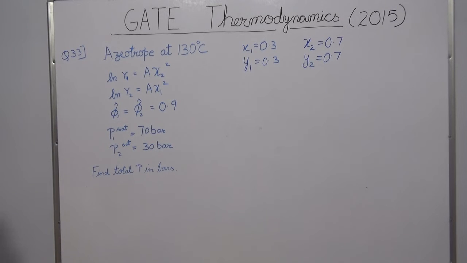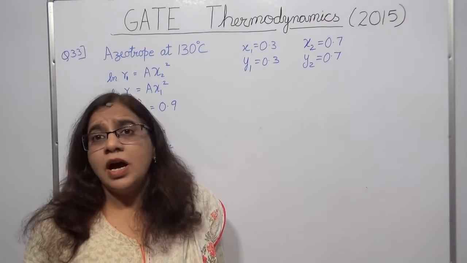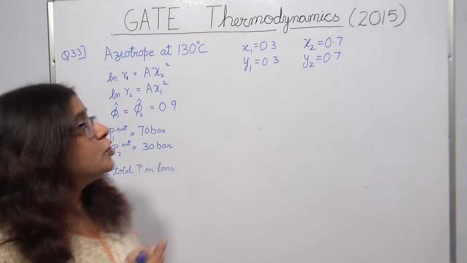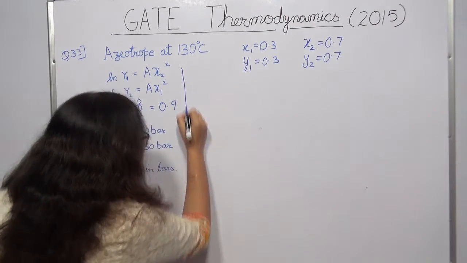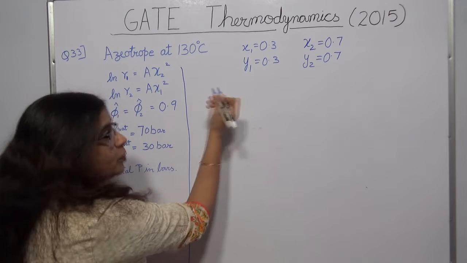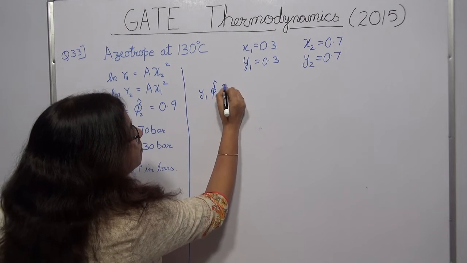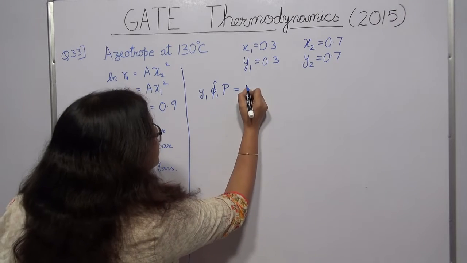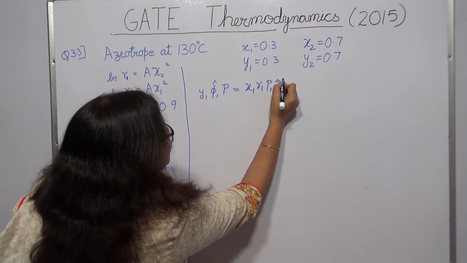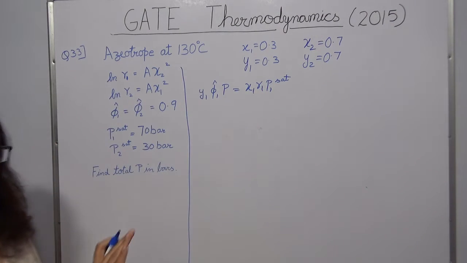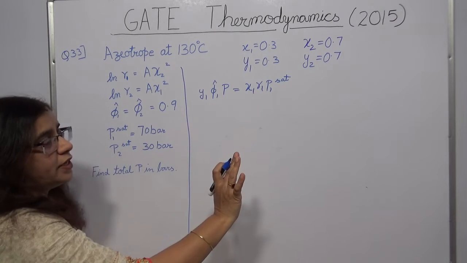Okay, now you have solved such problems when you have vapor liquid in equilibrium. What you do? You use either Henry's law or Raoult's law. So now I am going to write my modified Raoult's law. For component 1 it will be y1, phi1 cap, P, that is the total pressure, that is equal to x1, gamma 1, P1 sat. So, I can use this equation to find my total pressure if I know my gamma 1, which I don't know right now.